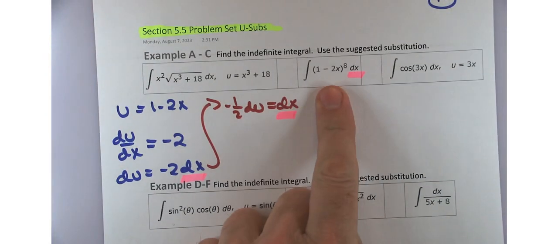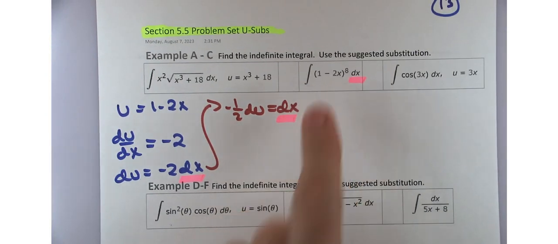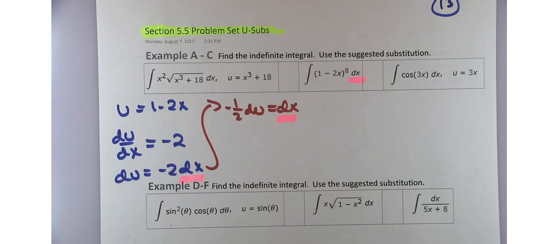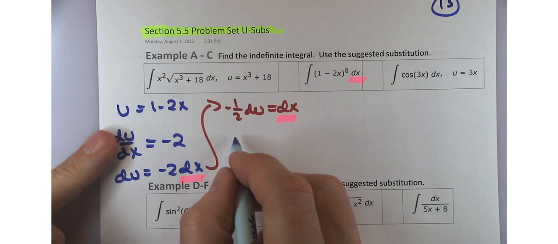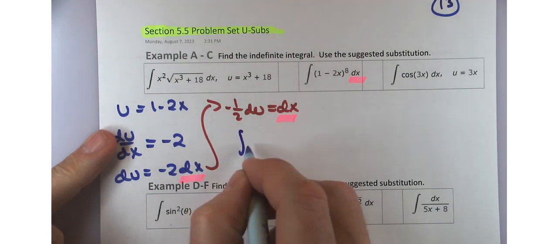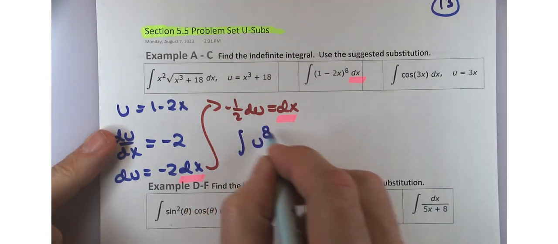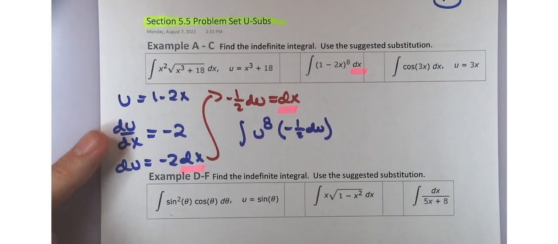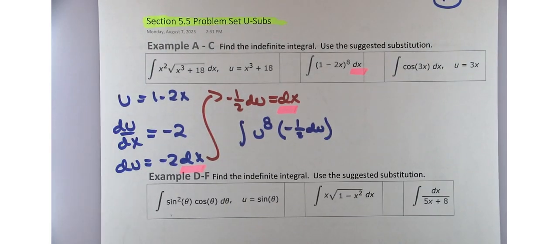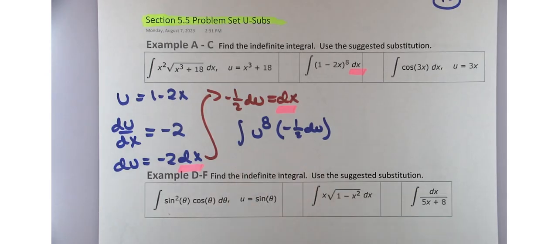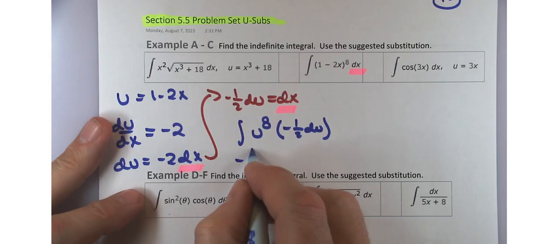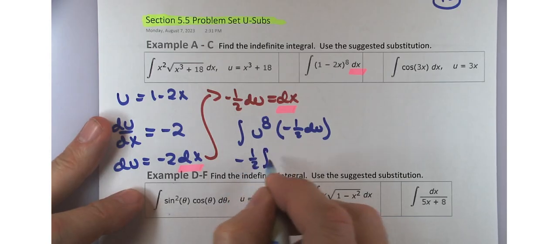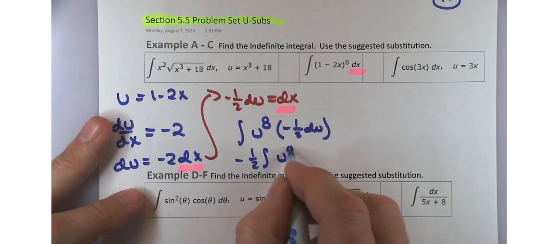The rest of this is going to be u to the 8th power. That's great. I think we can integrate that without too much sweat. So let's take a look. Integral of u to the 8th times minus 1/2 du. That constant you might find annoying, so let's move it out front. So it's going to be negative 1/2 the integral of u to the 8th du.